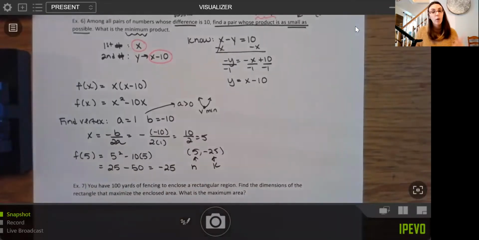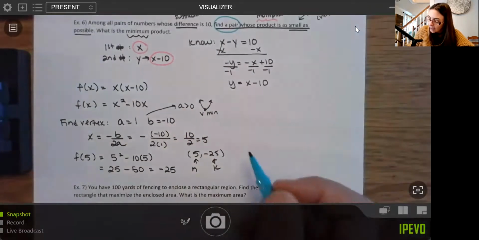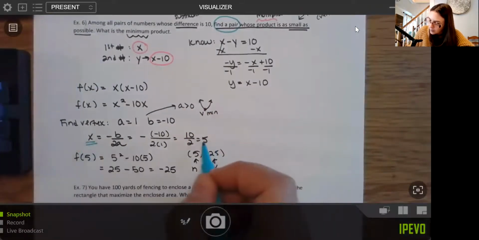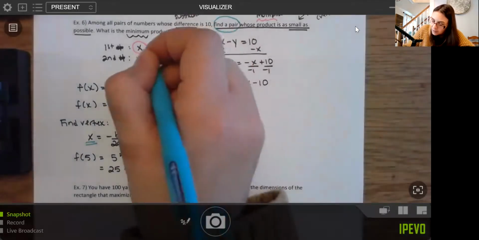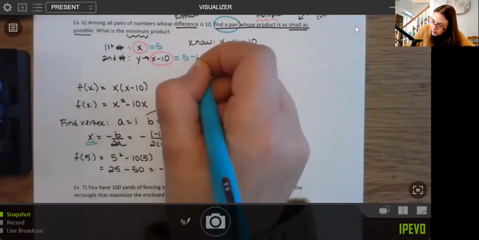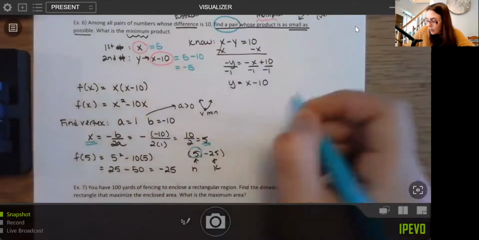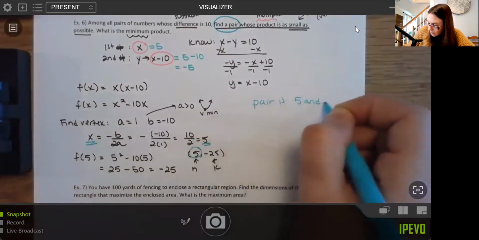Now we haven't actually answered the question yet, so be careful. I do have my vertex, but I do want to answer the question. So there's two parts here. The first thing I have to do is figure out the pair. Well, I know the x value, right? The x value we said was this 5 here. So if I go back to my setup, my x value is 5, and then my y value would be 5 minus 10, which is -5. So the pair is 5 and -5.